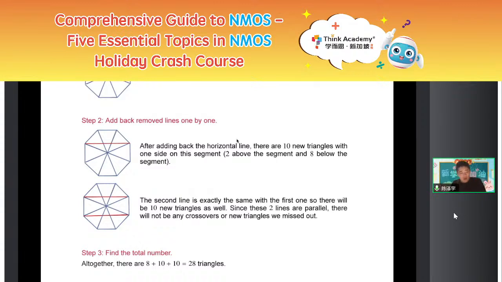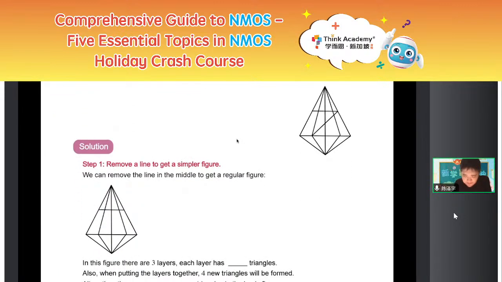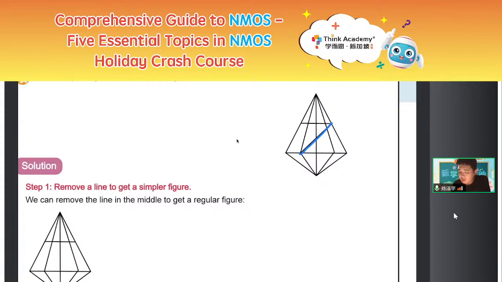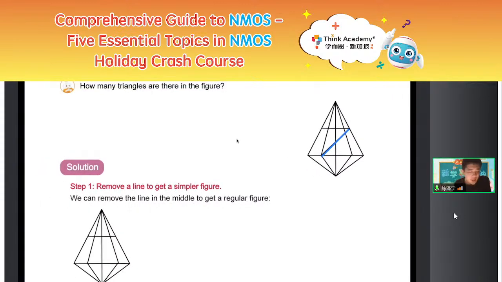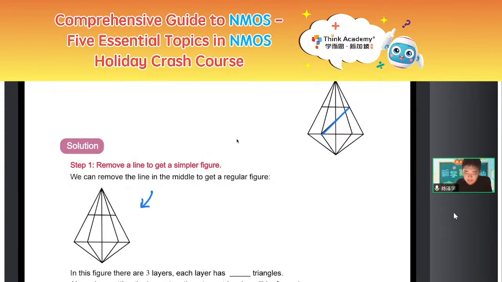Okay. So guys, because this question has a very, very detailed solution, I'm going to do the next question together with you. We start with, since we get an extra line, this is the ugly line that we don't like. So we can start by removing this line and thinking about how many triangles there are in this figure. Let's follow my steps and try to find out how many triangles there are in this figure.